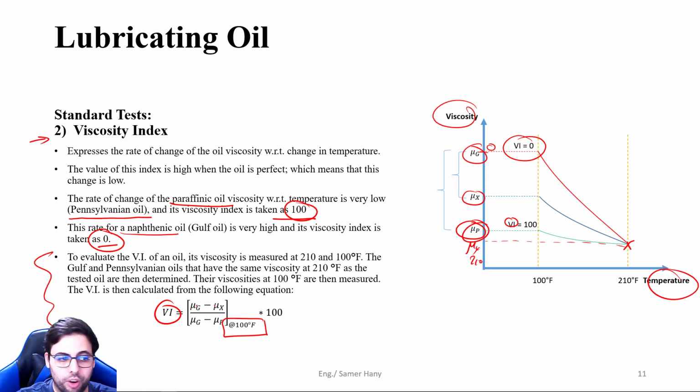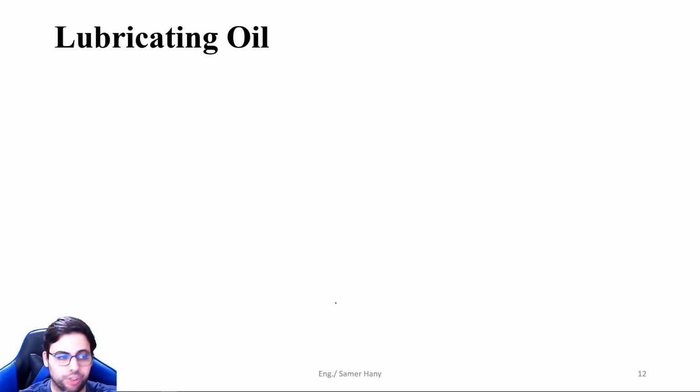So Gulf oil minus viscosity of our oil, this oil sample we got, over the total difference between the Gulf oil, the total range from 0 to 100, Gulf oil minus this Pennsylvania oil, mu p, times 100 to get a number between 0 and 100. And the higher this value is, the higher quality our oil is, and the less it changes with changes in temperature.